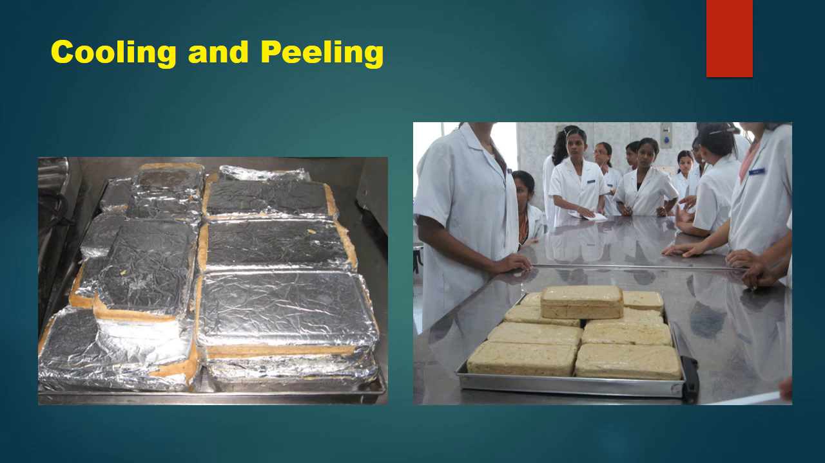Now these blocks we can cut into different shapes and sizes. If we cut it in the shape of slices, it can be useful for making sandwiches, whereas commonly we cut it into cubes, finger-like cubes, and pack it as nuggets.